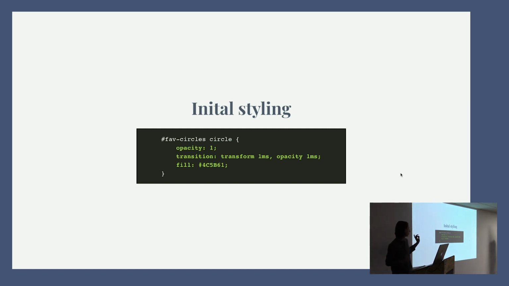The reason that these two properties here, transform and opacity, are both set to 1 millisecond is because when we run the animation in reverse, so when we click it and it's already gone once, we don't want it to go again. We don't want them to suck back in or anything like that. We just want it to go back to its original state. So there we have our circles, pretty nice looking.